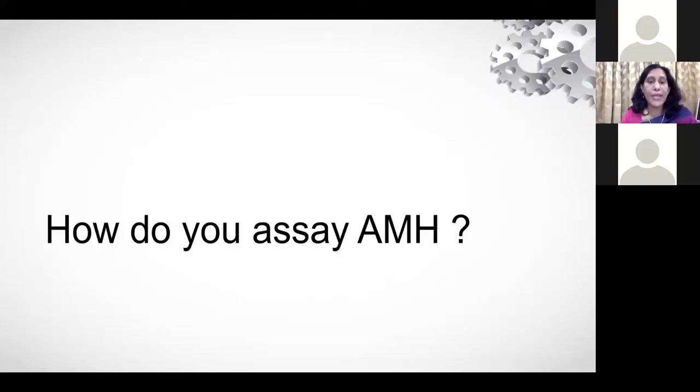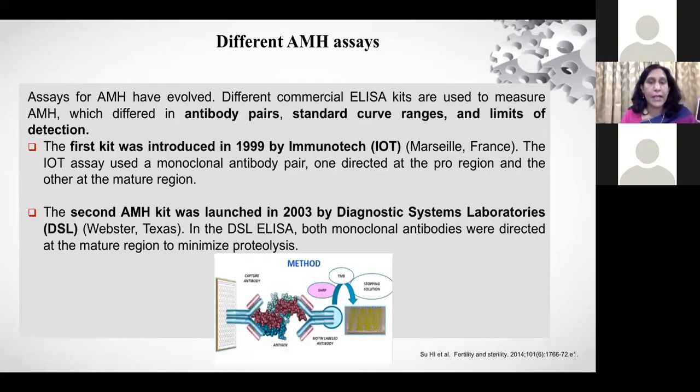So how do we assay AMH? There are different AMH assays, and they have evolved over a period of time. Different commercial ELISA kits are used to measure AMH, which differ in antibody pairs, standard curve ranges, and limits of detection. The first kit was introduced in 1999 by Immunotech Company, and the Immunotech assay uses a monoclonal antibody pair, one directed at the pro region and the other at the mature region.